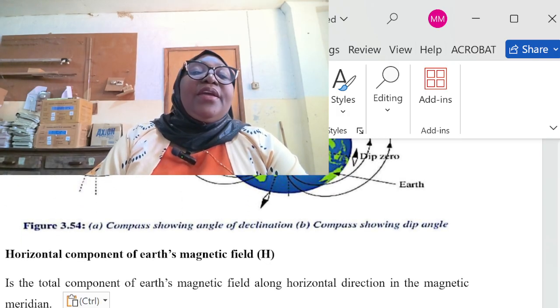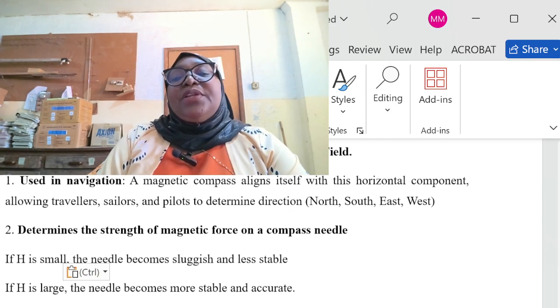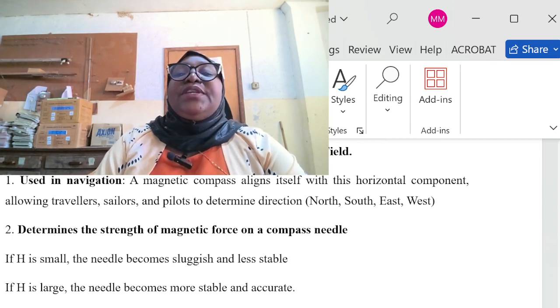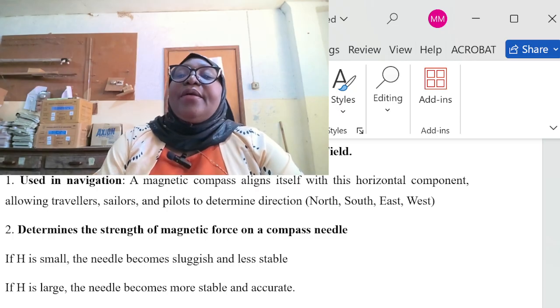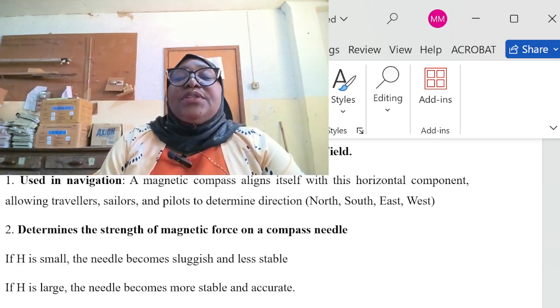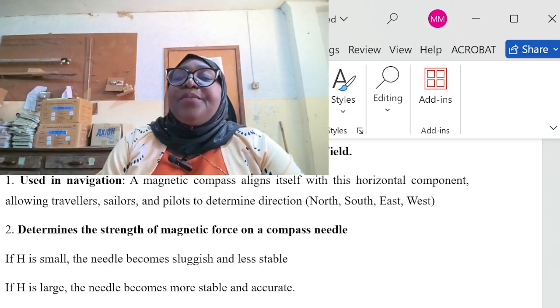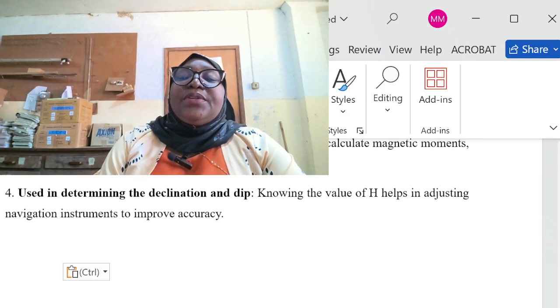So what is the importance of the horizontal component of the Earth's magnetic field? It is used in navigation. Also, it is used in determining the strength of the magnetic force on a compass needle. Also, it helps to calculate magnetic quantities in experiments. Also, it is used in determination of declination and dip by knowing the value of H. Also, it is important in geophysics and earth studies.